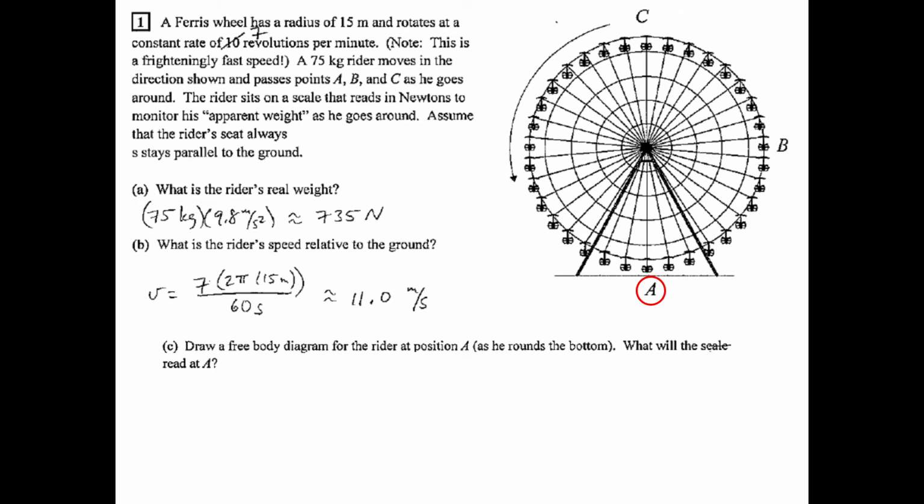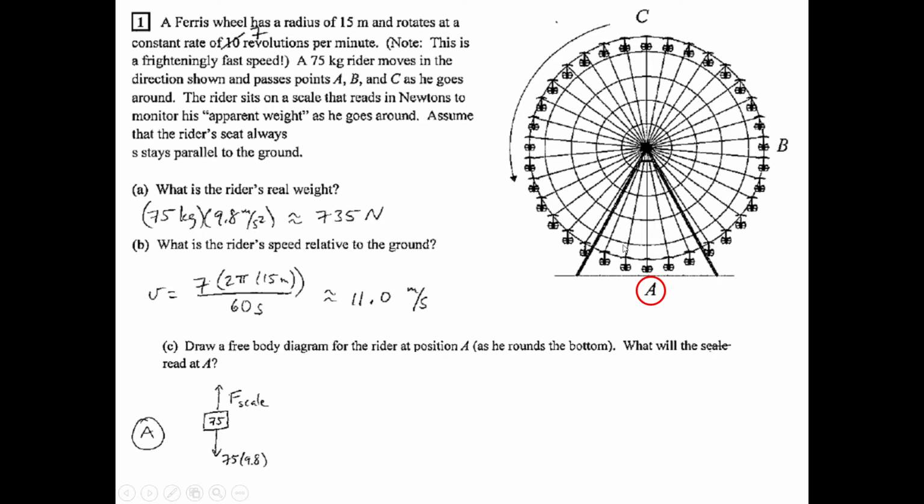Okay, back to our Ferris wheel problem. I just love this problem. It's a lot of fun and really instructive to see what happens as you go around on a Ferris wheel and compare with your experience. Hopefully you've been on something that goes around at a decent clip before, maybe not as fast as this one.